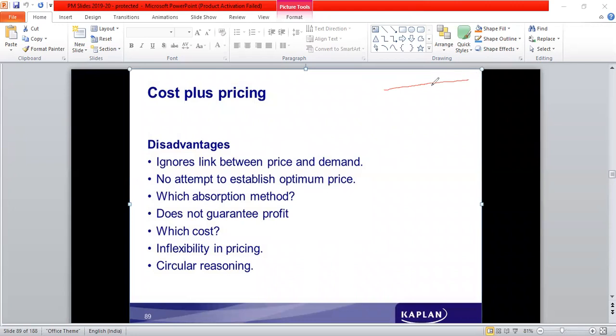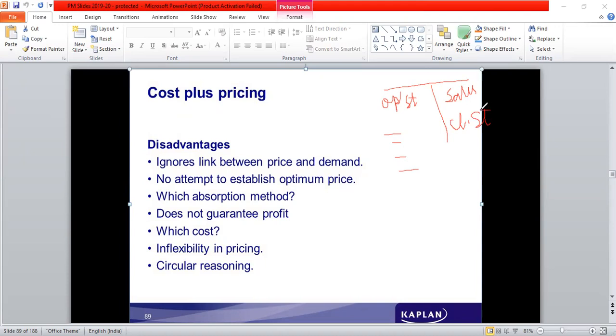See, in the T form of account, we have opening stock, then purchases, then wages, etc. There are so many things. On the credit side, we see sales and the closing stock. So there are two different methods of valuing the closing stock. One is the absorption method. Another one is the marginal costing method.